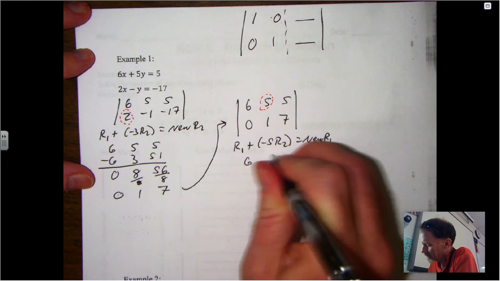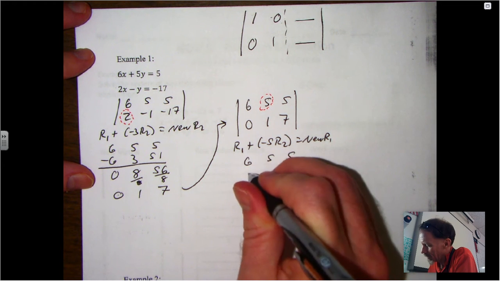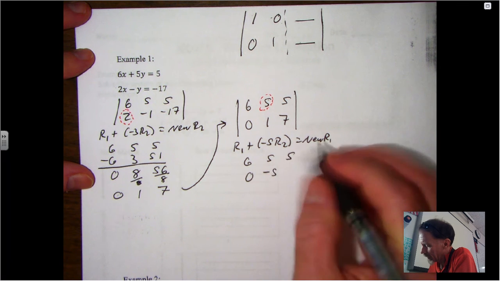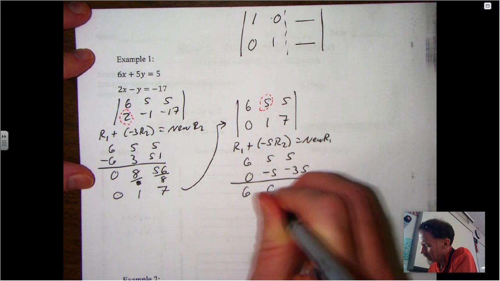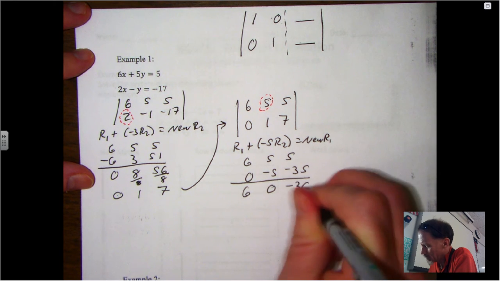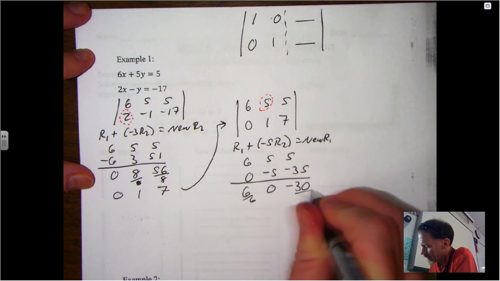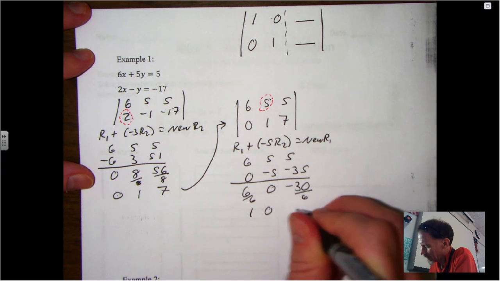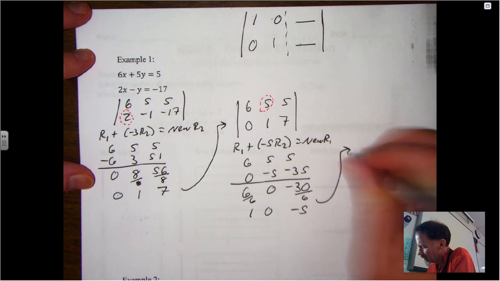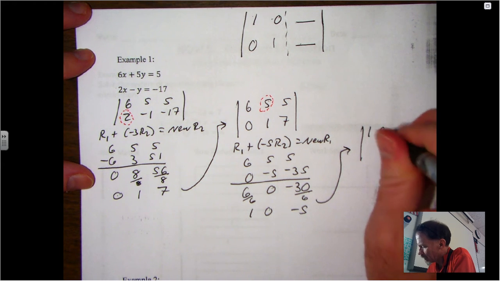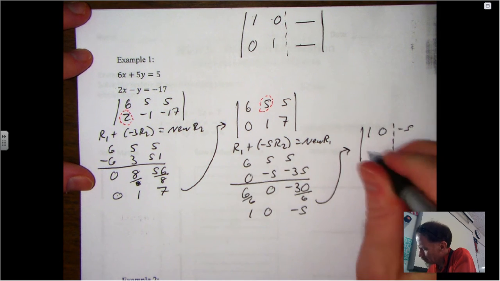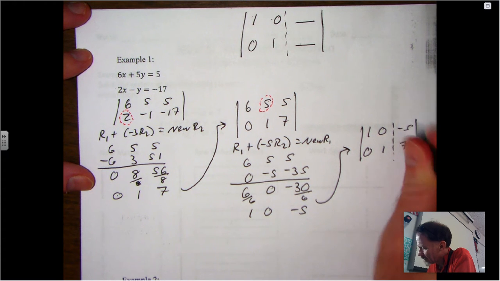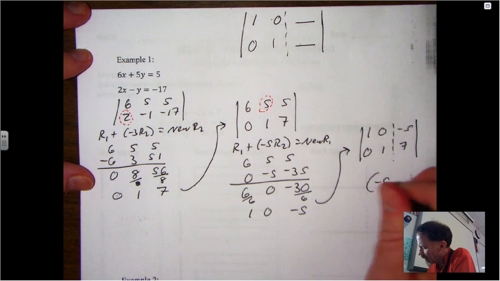Again, write that out. That's going to be 0 still, -5, and -35, and we're going to have 6, 0, and -30, which again I can divide by 6. So I'm going to have 1, 0, and -5. And we are done, because that tells us what our x value is, and our bottom row tells us what our y value is. So our solution is -5, 7. And we're done.